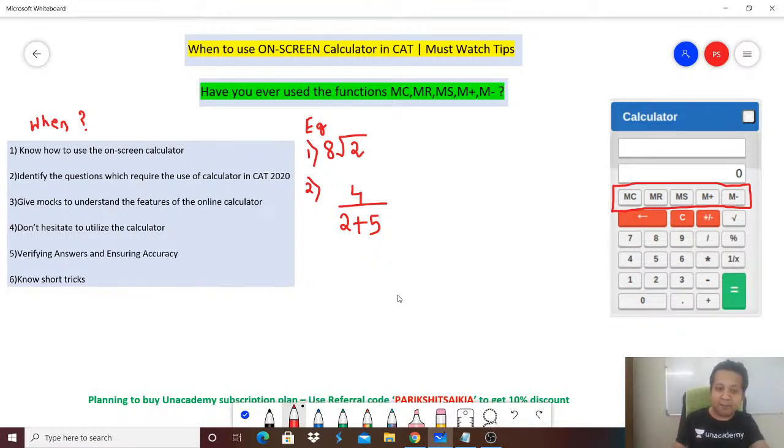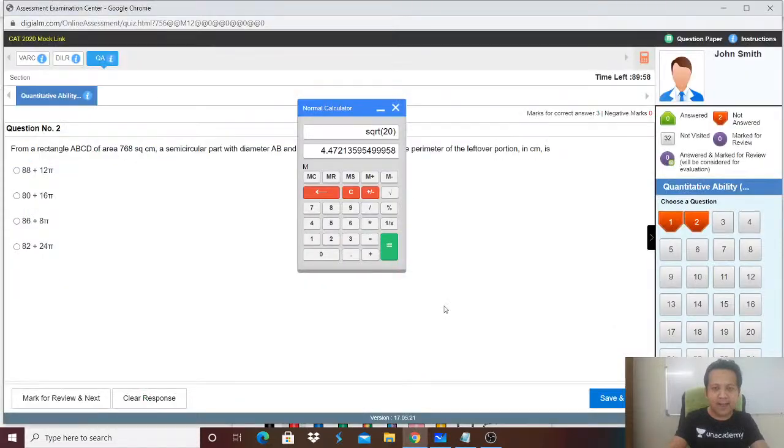So 4 divided by 2 plus 5, right? Your answer should come out to be 4 by 7. Now let's go back to our screen.